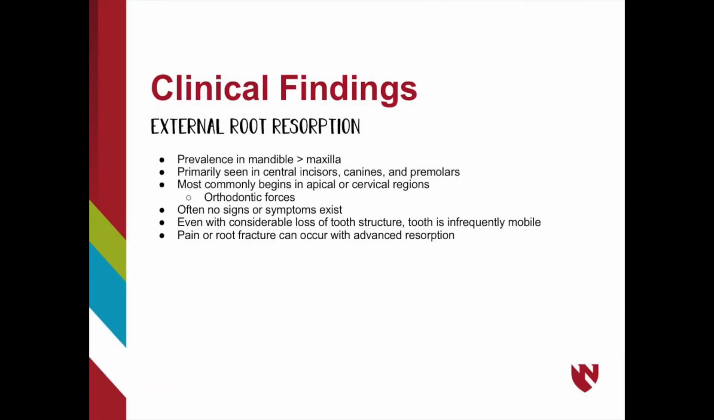External root resorption is seen more commonly in the mandible than the maxilla and is seen most often in central incisors, canines, and premolars. It is also commonly seen in the apical or cervical regions of the teeth, often due to orthodontic forces. Many patients are unaware that they have external root resorption because there are often no signs or symptoms. The tooth involved is also infrequently mobile, even with considerable loss of tooth structure. Once the resorption becomes severe, pain or root fracture could result.